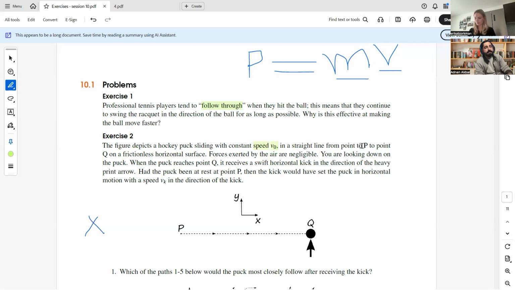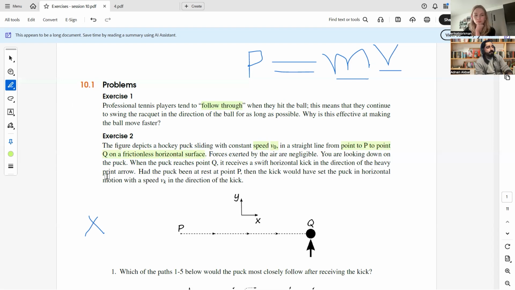Point P, then P to point Q. And the surface is frictionless again. It is an important point to understand. Forces exerted by the air are negligible. So, it is clear that apart from the applied force, there is no other force that is disturbing the motion of that hockey puck that is sliding.